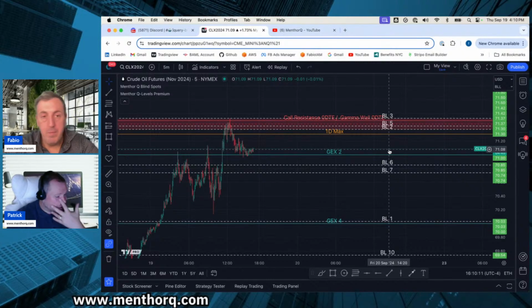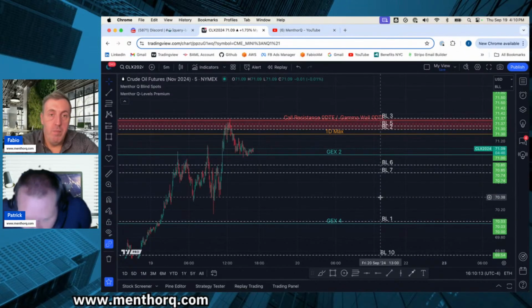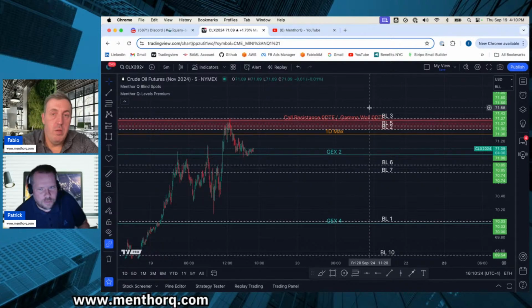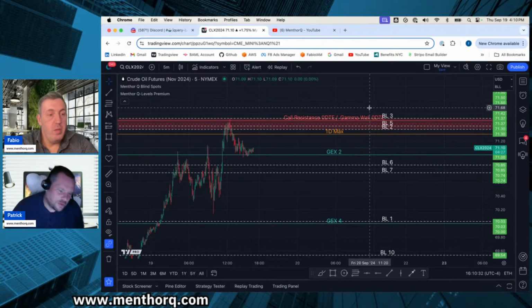Yeah, and something I can add to this, Fabio, is people very often speak about how there are so many levels on my chart and this confuses me, and they ask why is it blind spot 3 and 5, what is the difference between the blind spot levels, what impact do they have. And I can tell you something: if you're new on MenthorQ, don't look at the blind spot number. Always look at what is in play.